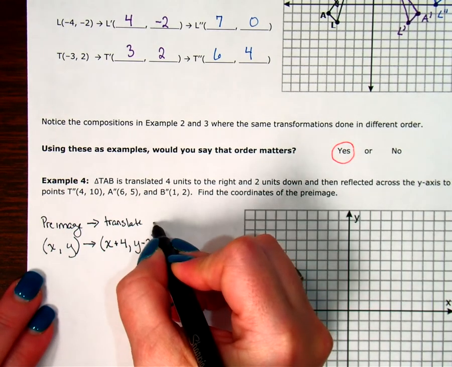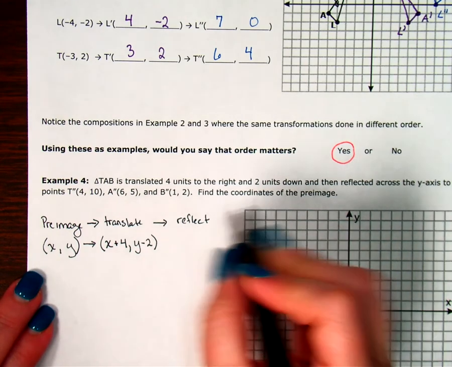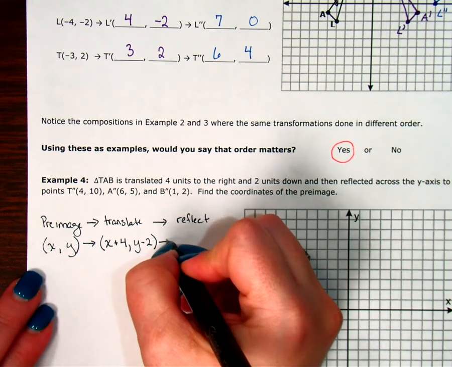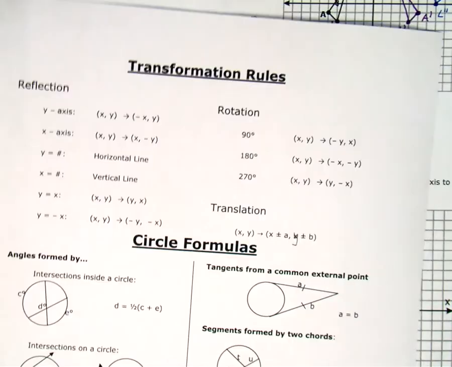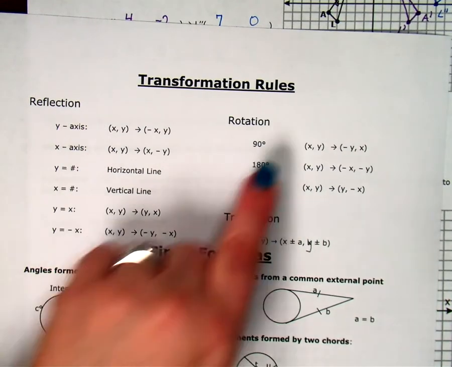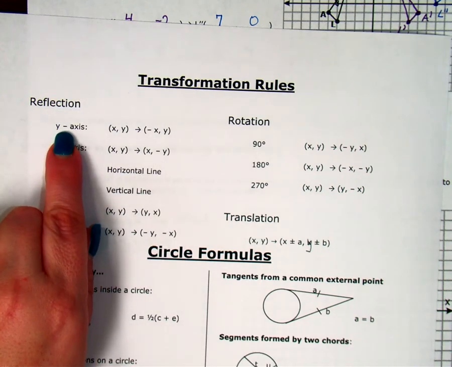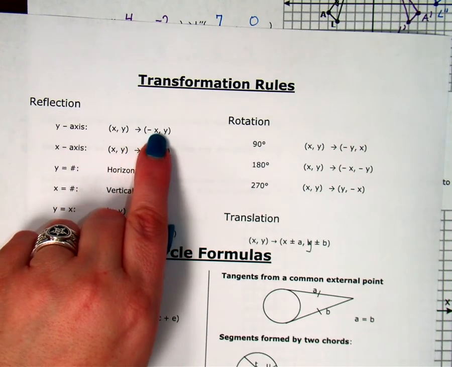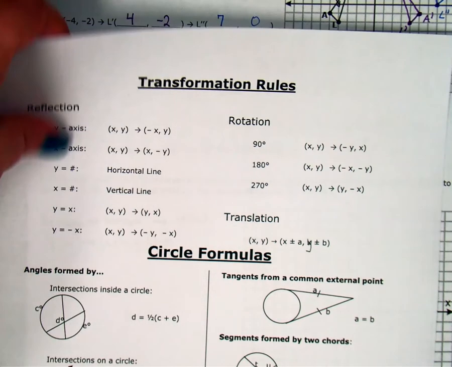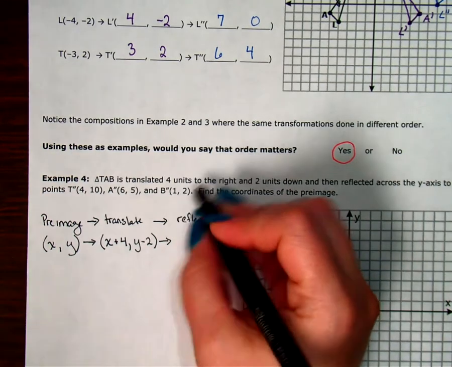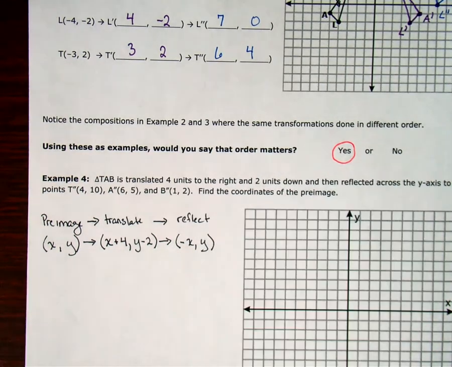Then after that, we are going to reflect across the y-axis. And again, if I have forgotten that rule already, I have my transformation rules so that if I'm asked to rotate or reflect, I have all of those rules right here. This one's asking me to reflect across the y-axis, so my final rule over here is going to be the opposite of x, y. So there is my rule.